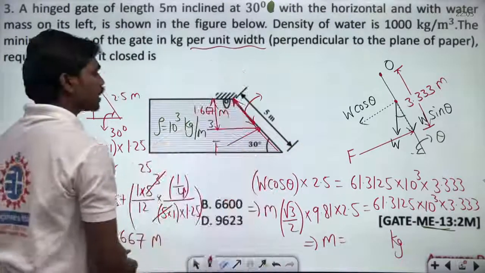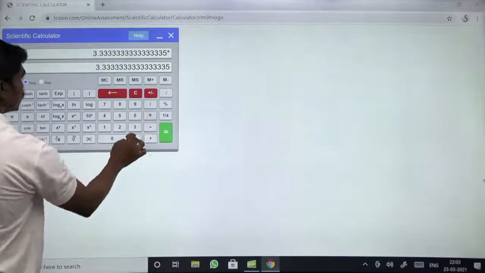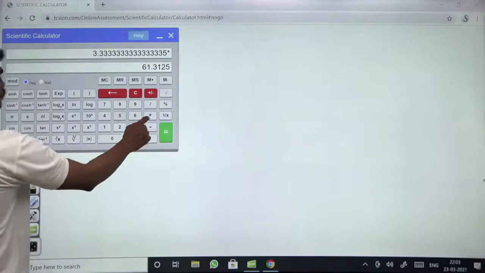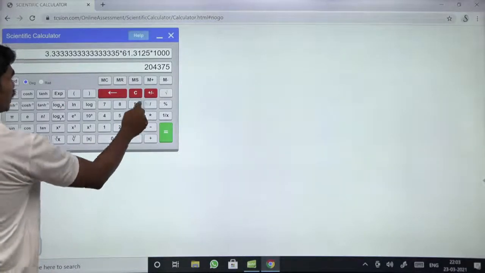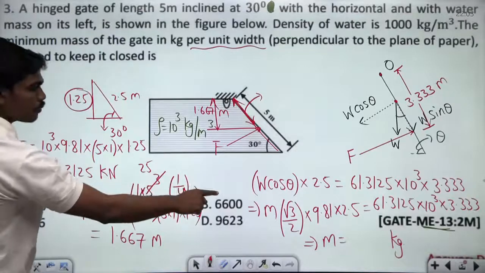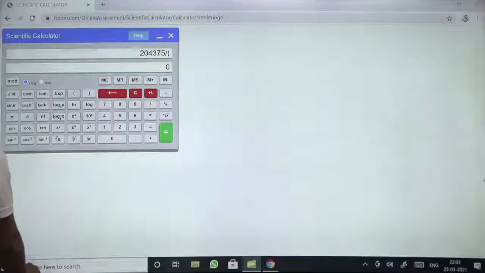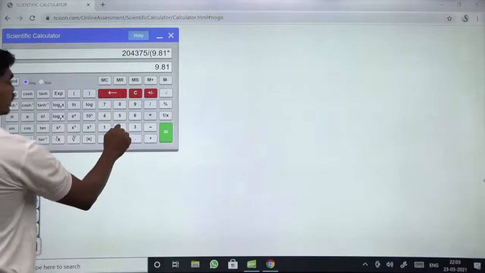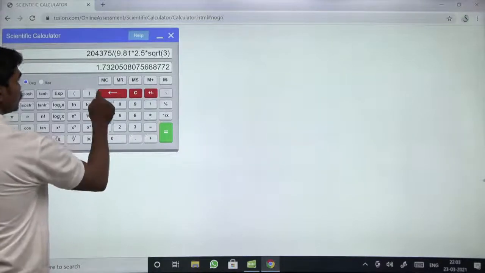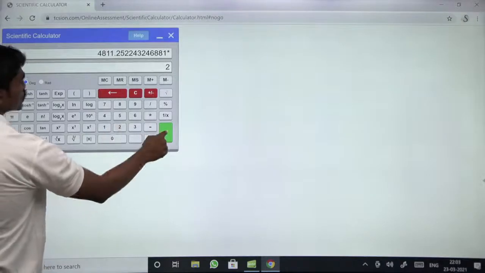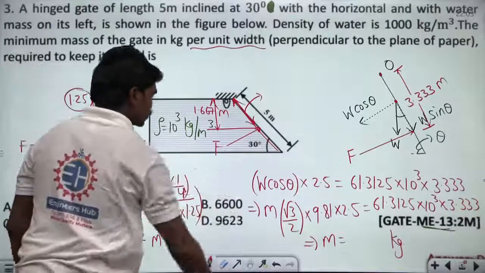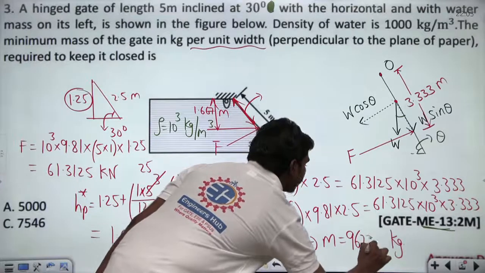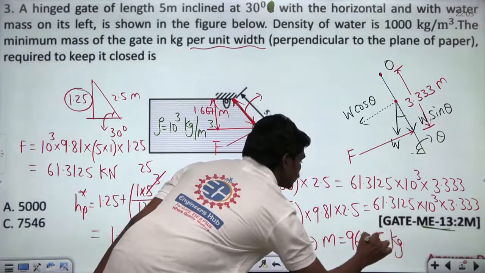So from this you need to identify the mass of the gate in kgs. If you make this calculation a bit quickly, this value 61.3125 into 10 cube, so into 1000, divided by 9.81 into 2.5 into square root of 3. This is the value into 2, because there is root 3 by 2 on this side, so this 2 gets multiplied. So the total mass is, how much did we get? 9622.5 kgs is the mass of the gate per unit width to withstand this hydrostatic force.